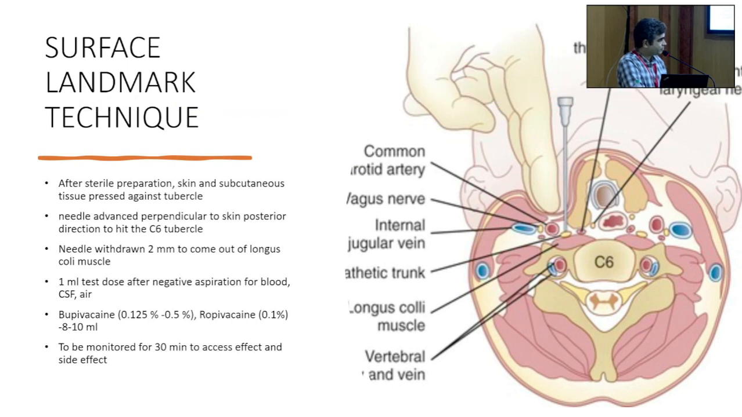Then once we hit the bone, we withdraw a little bit, 2 mm, so that we are just out of the longus colli muscle, but still beneath the fascia. After a 1 mL test dose is given, we need to check for negative aspiration of 3 things. It is very important, for the blood.